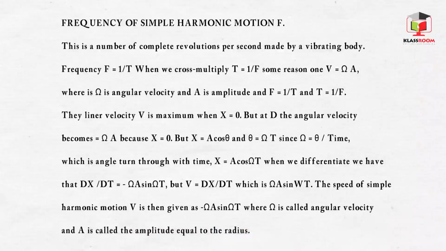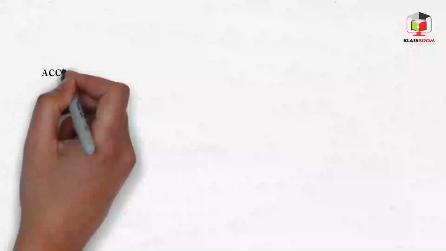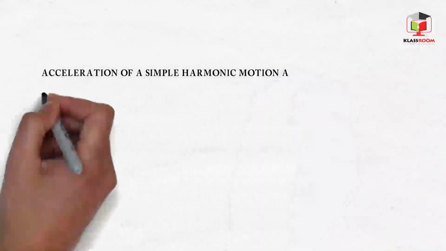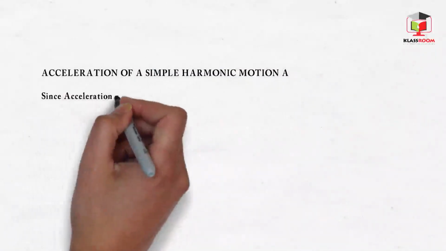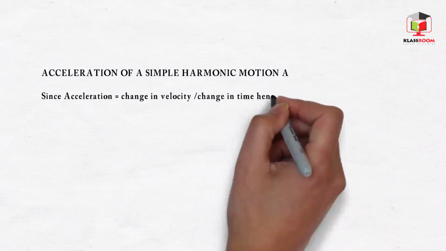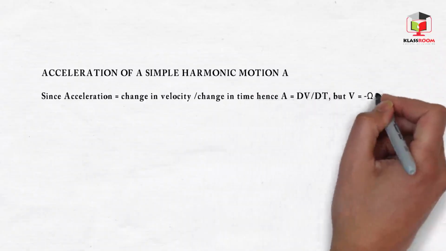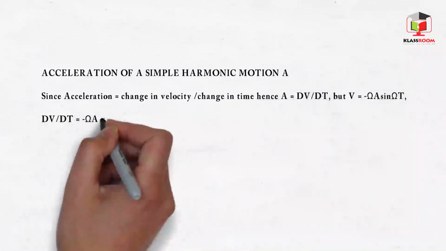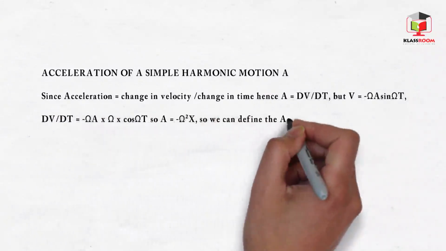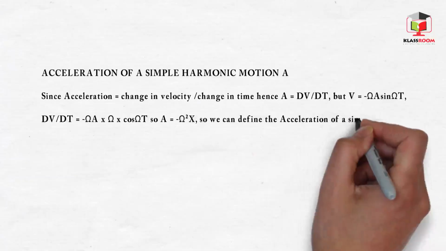Acceleration of a simple harmonic motion, a. Since acceleration is equal to change in velocity over change in time, hence a is equal to dv over dt, but v is equal to minus omega A sine omega t. Dv over dt equals minus omega A times omega times cos omega t. So a equals minus omega squared x.